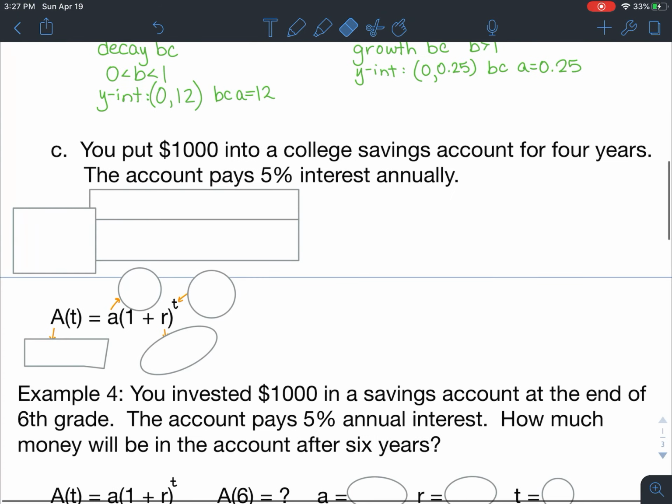Okay, let's take an example here. You put $1,000 into a college savings account for 4 years. The account pays 5% interest annually.